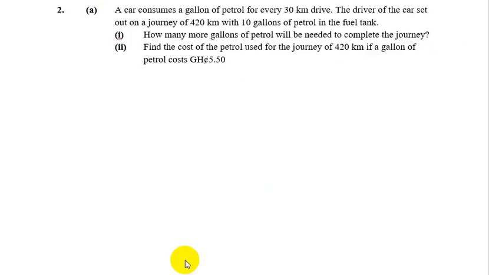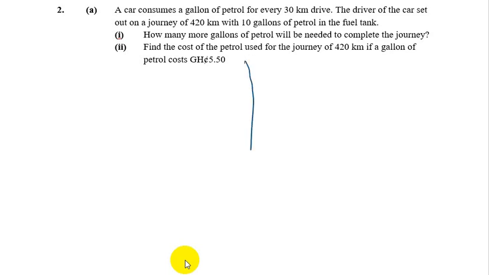Now the 2A of 2012, it says that a car consumes a gallon of petrol every 30 kilometers drive. Okay, and it says the driver of the car set out on a journey of 420 kilometers with 10 gallons of petrol in the fuel tank. How many more gallons of petrol will be needed to complete the journey? Find the cost of the petrol used for the journey of 420 kilometers if the gallon of petrol costs 550.